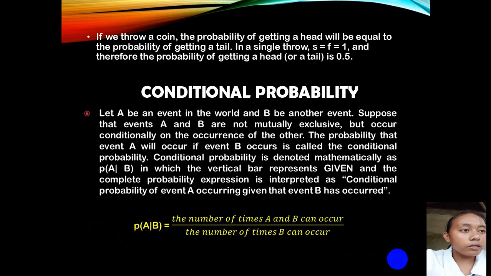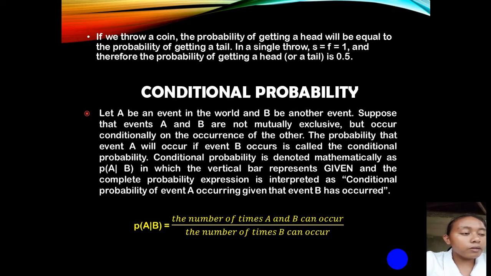So, if we throw a coin, the probability of getting a head will be equal to the probability of getting a tail. In a single throw, S equals F equals 1, and therefore the probability of getting a head or a tail is 0.5. Conditional probability.